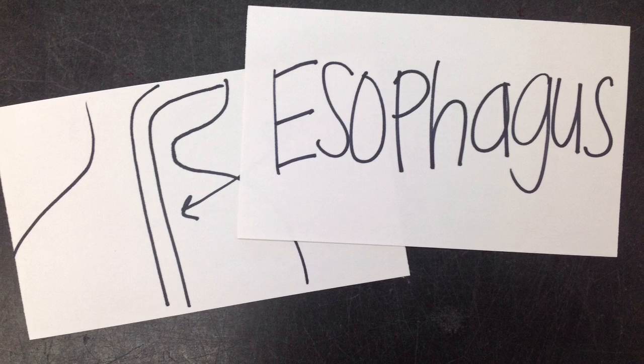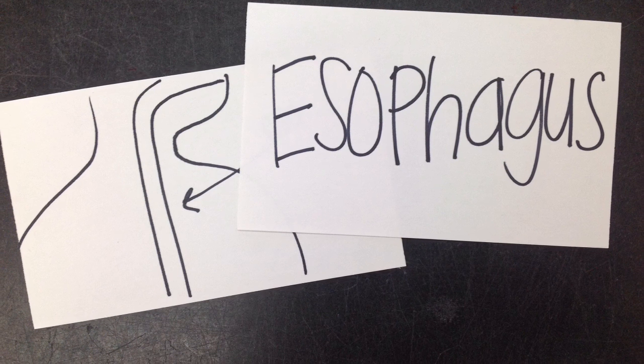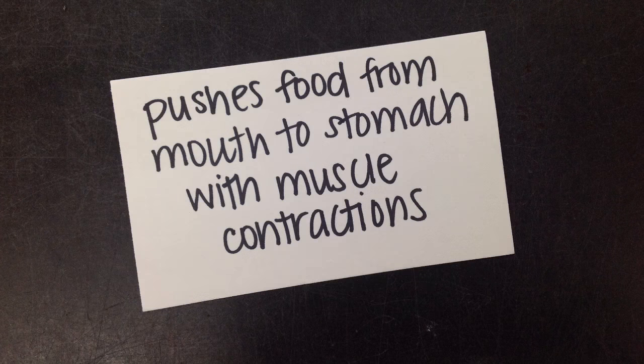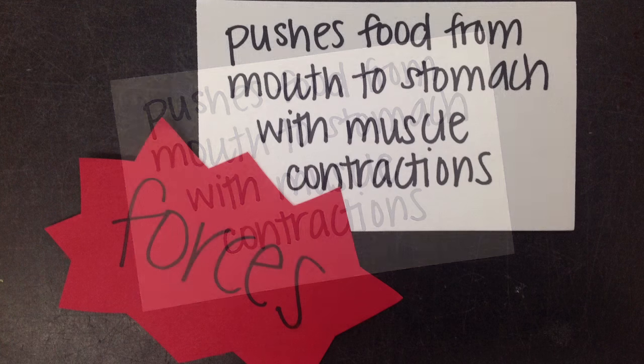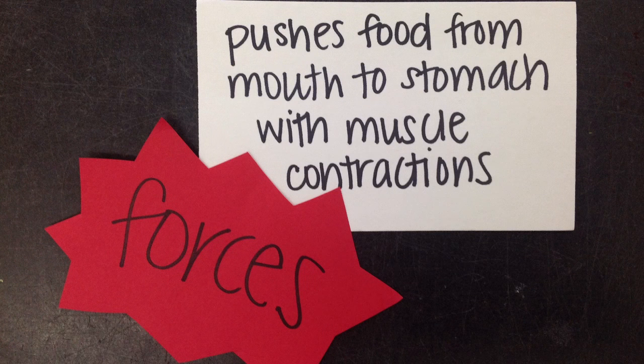Then it's on to the esophagus. The esophagus is a long muscular tube that pushes food from the mouth to the stomach using muscle contractions. This is an example of how your body uses forces to move food through your digestive system.